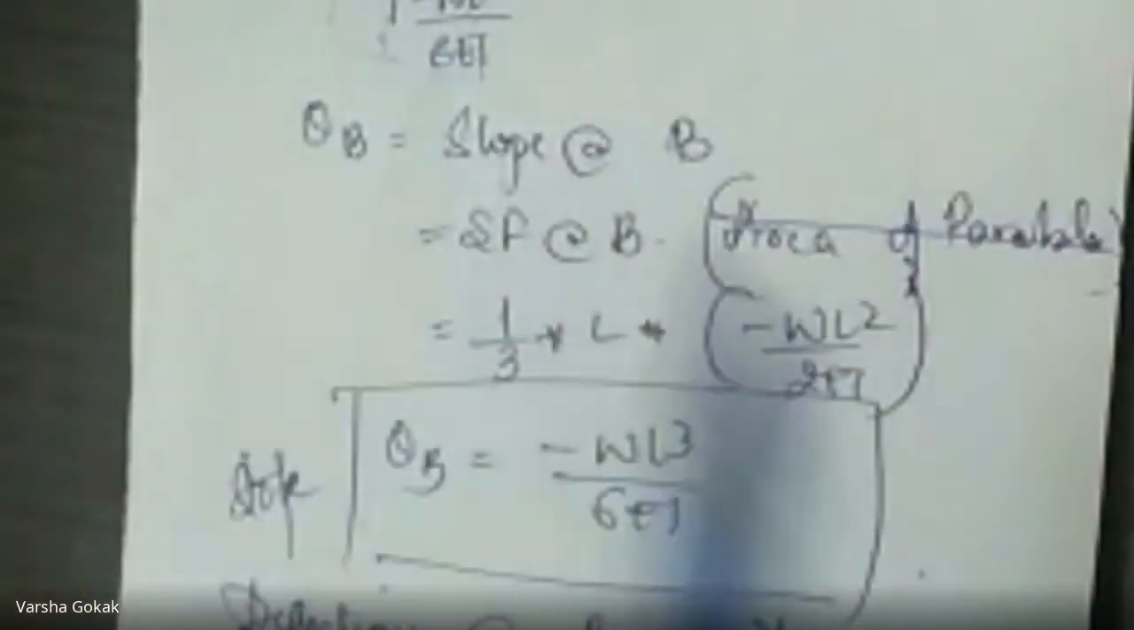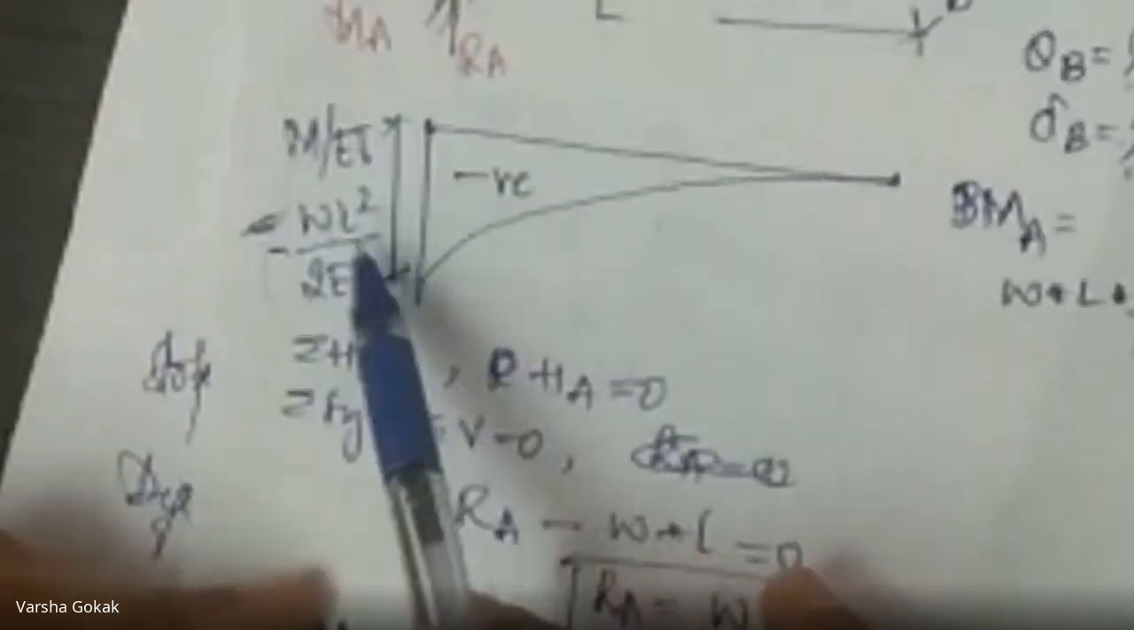Clear? Slope and deflection for a cantilever beam with UDL. What is the first step? Draw the regular bending moment diagram and calculate the moment value at this point. This is a negative bending moment, right? Then calculate the values of the reaction.